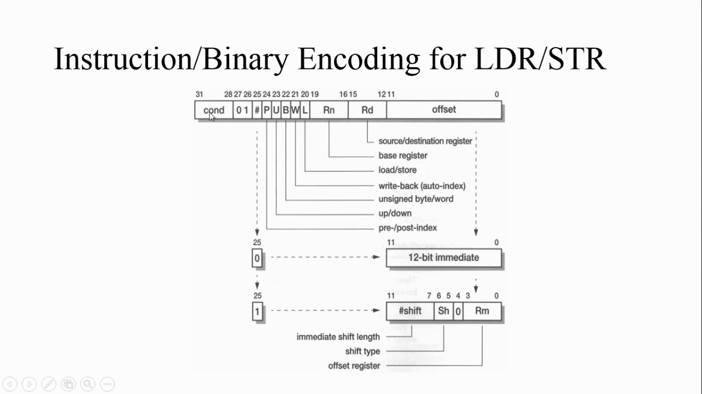In conditional execution, there are 4 bits, so 16 conditions are possible. All those things we will see later. So now we are concentrating on the base address stored in the base register, the immediate value of the offset stored in the instruction itself, and the destination register configured here. So this is known as the binary encoding for the store or load.